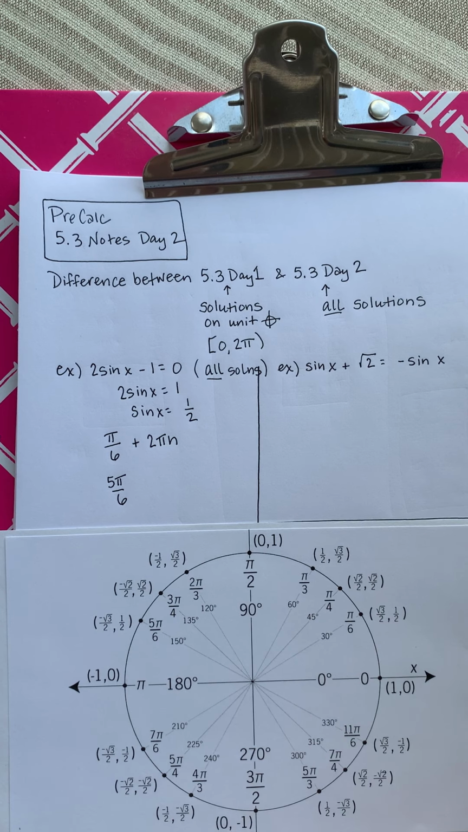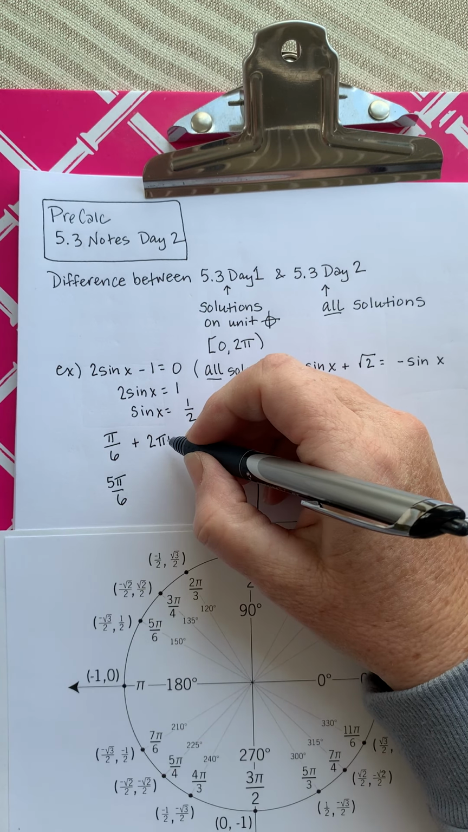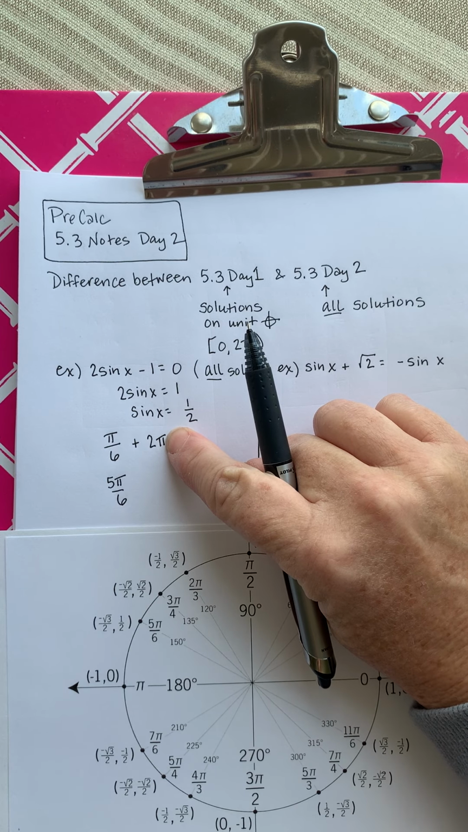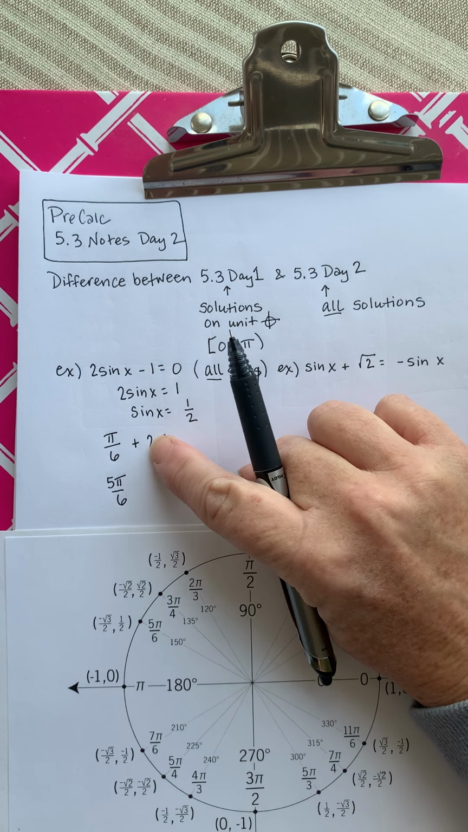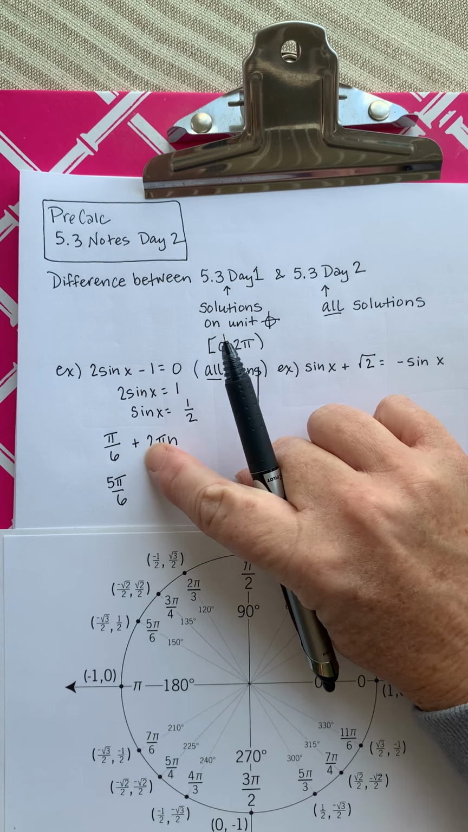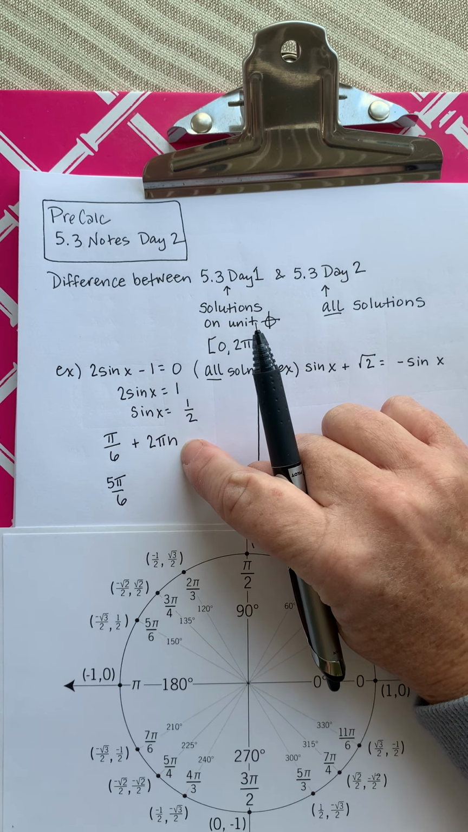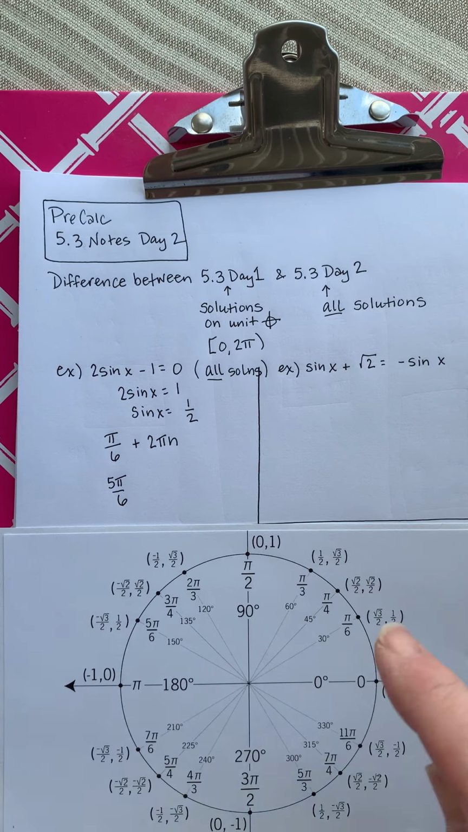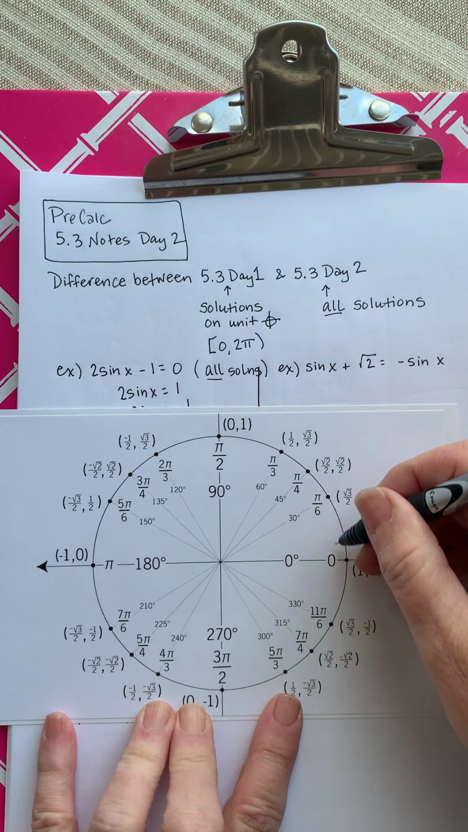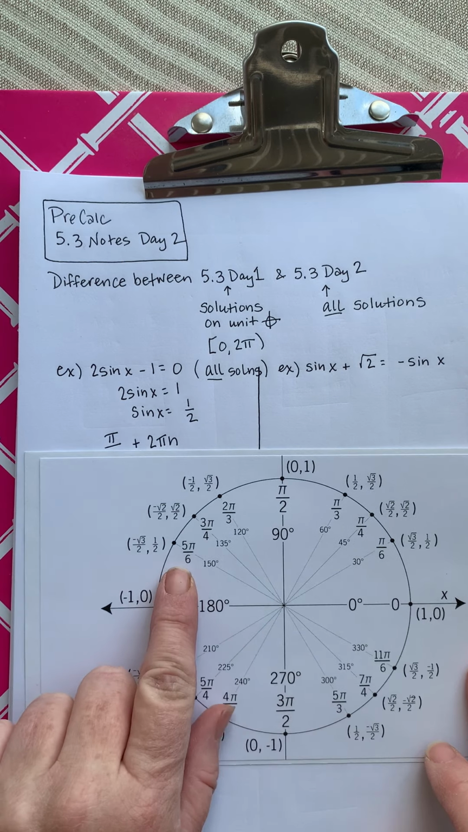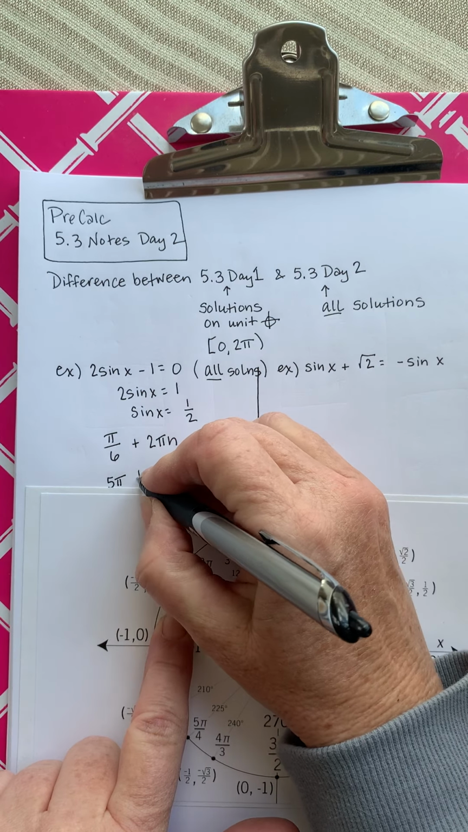It doesn't really matter, but you're going to tack this on the end of your answer. This says we could add 2 pi times 1, 2 pi times 2, 2 pi times 3, 2 pi times 100, 2 pi times negative 12. Any multiple of 2 pi plus pi over 6 is going to be our answer. And the same thing with 5 pi over 6.